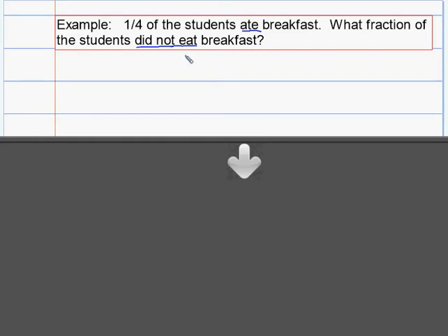Okay, pay very close attention to the problems, looking at whether the information they give you is the same or different as the question that they ask. Okay, so I'm going to draw a picture here. So if I represent all of the students as a circle, if 1/4 of the students ate breakfast, and I'll color in this, that'll be 1 out of 4. Remember, the denominator tells you how many equal groups you have, so I needed to cut my circle into 4 equal groups. The numerator tells me that I have 1 of those equal groups. So the blue area is the students that ate breakfast.